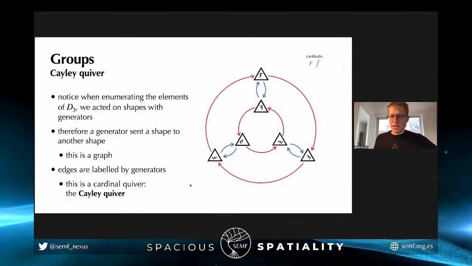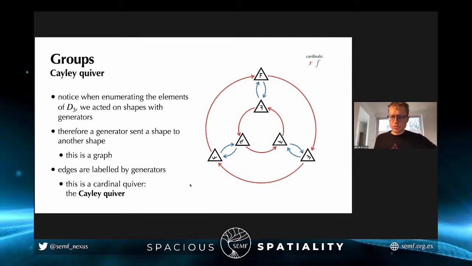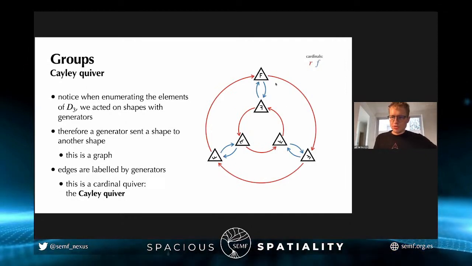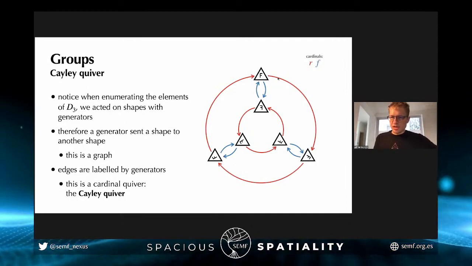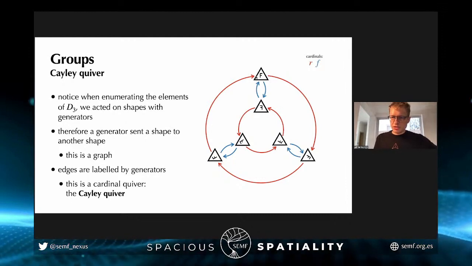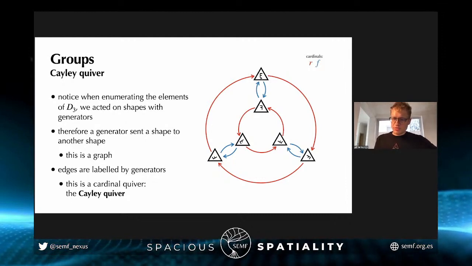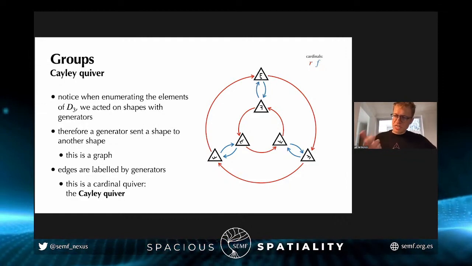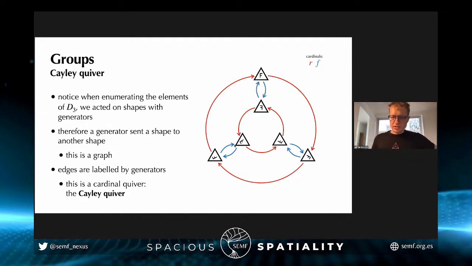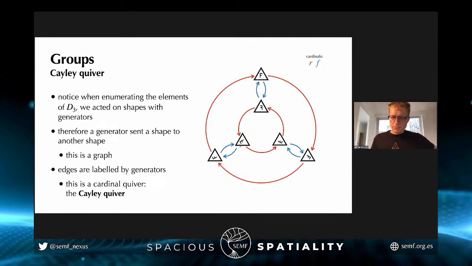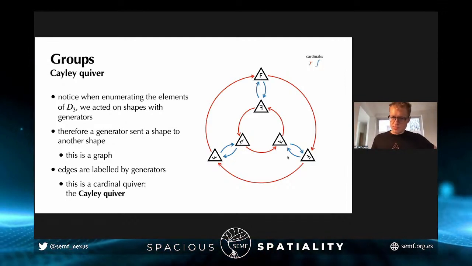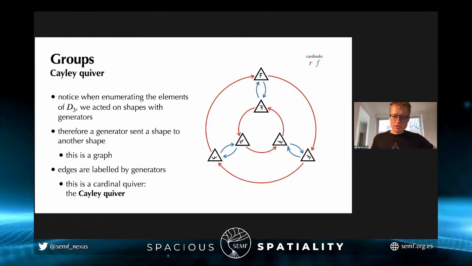So this is the Cayley quiver for the dihedral group of order three. If you apply R again and again, you just cycle around. If you flip, then what it really does is change the meaning of rotation to be the other way around. And then if you keep flipping, you just keep switching back and forth. So this graph tells you everything that can happen in this group.